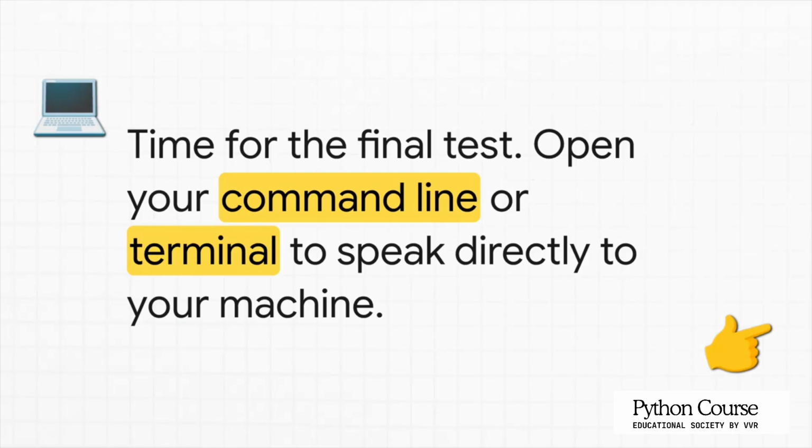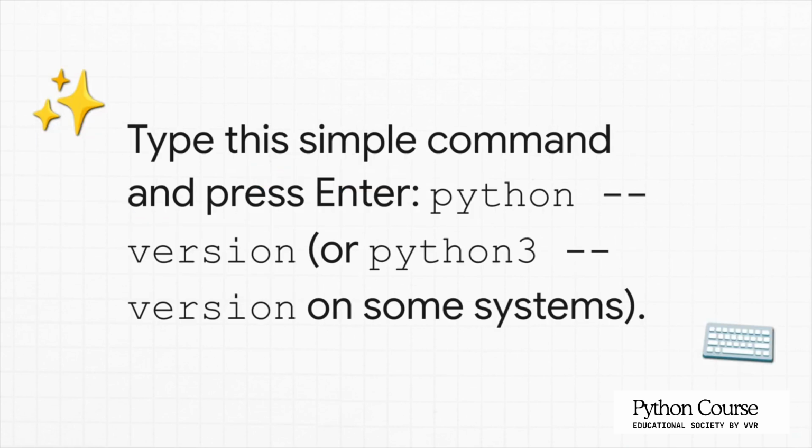So go ahead and open up your computer's command line. On Windows, you can just search for CMD or PowerShell. If you're on a Mac, look for the Terminal app. This is like the direct line of communication to your machine. Okay, now just type these two little words, python, then a space, two dashes, and then the word version. Now, on some computers, you might need to type python3 instead, but give python a try first.